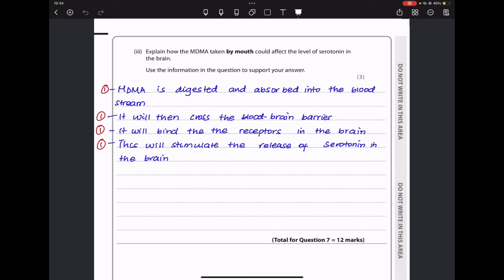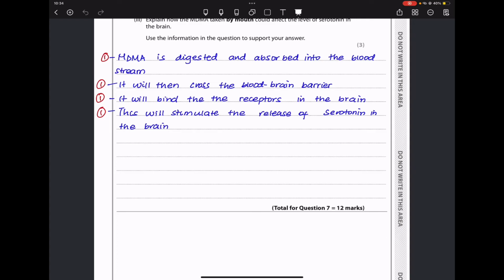Here they explain how the MDMA taken by mouth could affect the levels of serotonin in the brain. Use the information in the question to support your answer. If it's taken by mouth, digestion is going to occur into smaller particles that are absorbed into the blood. Then they cross the blood-brain barrier in order to cause their effect. So I said MDMA is digested and absorbed into the bloodstream. It will then cross the blood-brain barrier. It will bind to the receptors in the brain, and this will stimulate the release of serotonin in the brain.